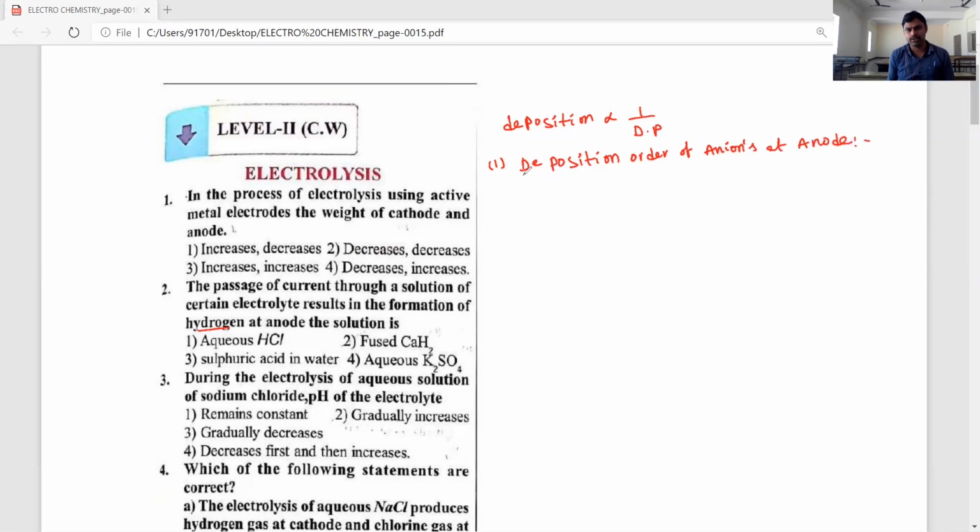So which will be deposited very fast? The deposition order is CO3 2- is more than I-, and then Br-, and then Cl-, and then OH-. Okay, nitrate ion NO3-, and then sulfate ion SO4 2-. It is very, very important. Next, the deposition order.